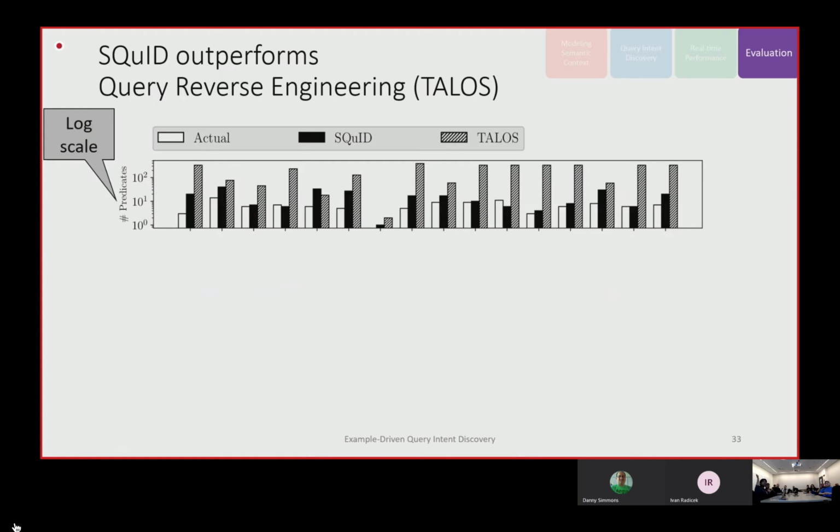However, I want to focus on this part. This shows the quality of the queries that the systems are producing, and we measured the quality of the query in number of selection predicates. And note that this is in log scale. So Talos is producing way longer queries than SQuID.